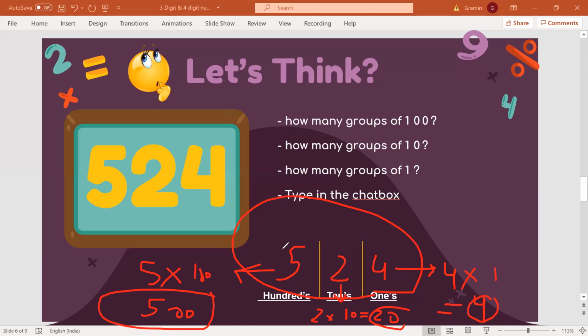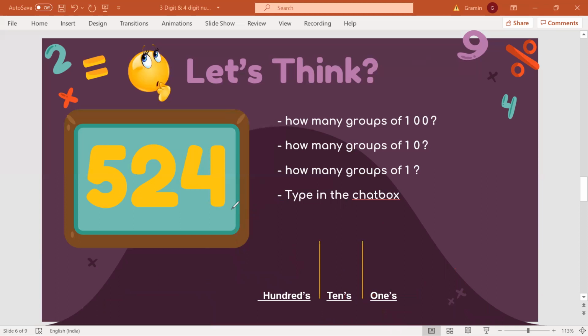5 at hundreds position means 500 chocolates. 2 at tens position means 20 chocolates. 4 at ones position means 4 chocolates. So the total chocolates we will have in front of us will be 524, right? This way we are able to identify the meaning of each digit in a number. So these are the digits and these are its place values. The position names ones, tens and hundreds are called place values.